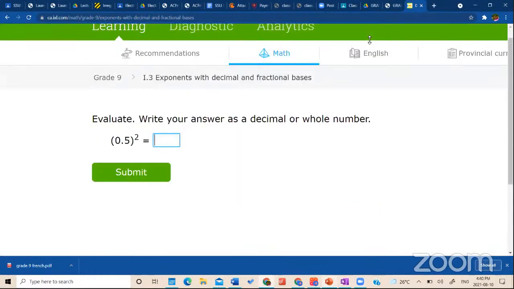0.0000625. Okay, so this one, 0.5 squared, as a decimal. It's going to be 0.25. Excellent. Okay. 0.06 squared.